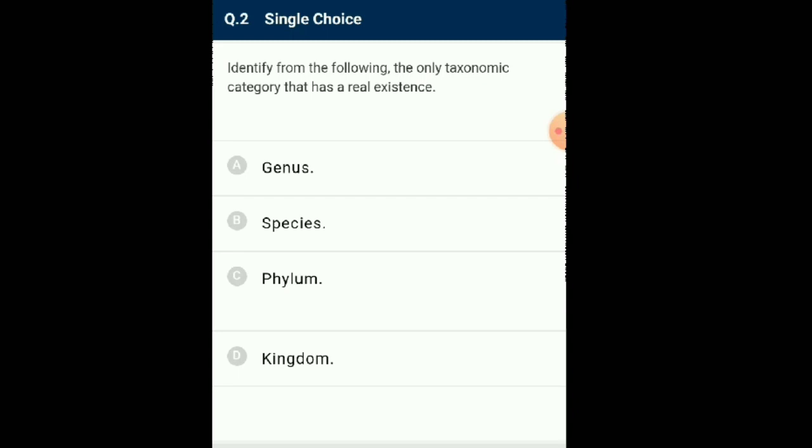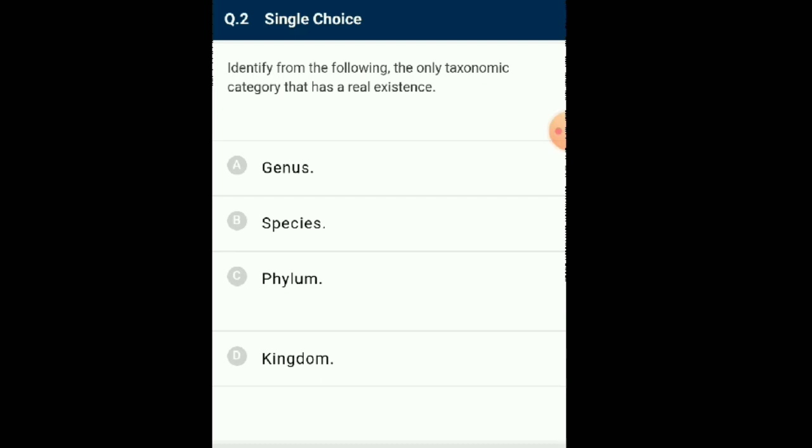Question number 2. Identify from the following the only taxonomic category that has a real existence. Taxonomic hierarchy is the system of arrangement of taxonomic categories in descending order.